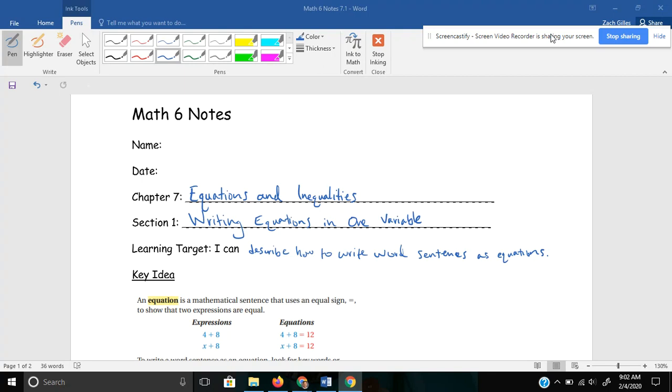Hello, sixth graders, and welcome to 7.1, where we will be discussing equations and inequalities this chapter. And specifically for this section, we're going to write equations.